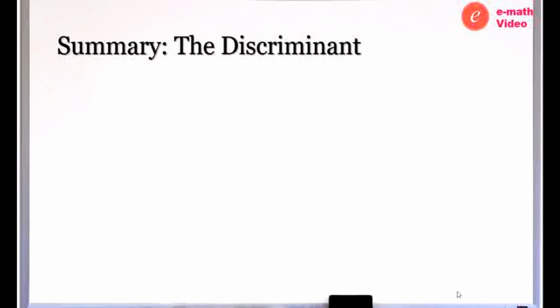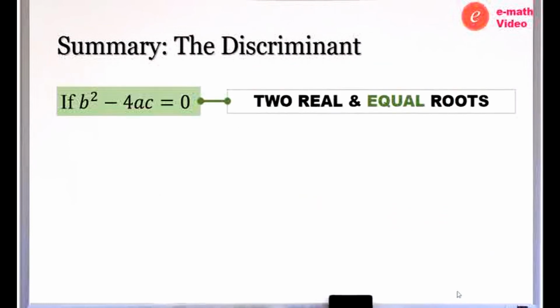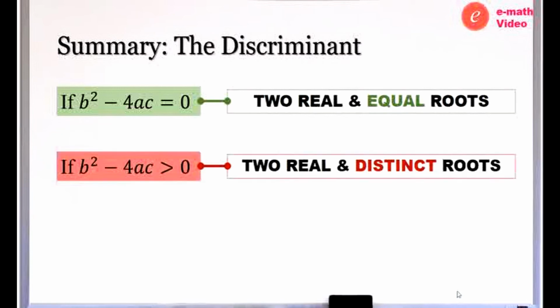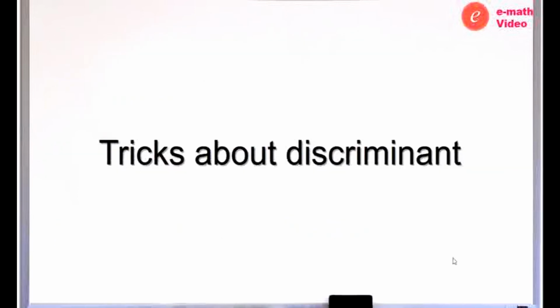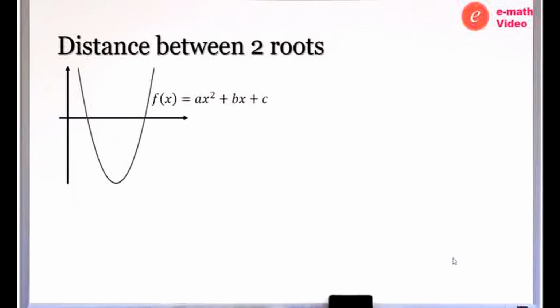To sum it up, if b squared minus 4ac equals 0, then we have 2 real and equal roots. If b squared minus 4ac is greater than 0, then we have 2 real and distinct roots. If b squared minus 4ac is smaller than 0, we have 2 imaginary roots, which are complex conjugates. Lastly, I will show you some tricks about the discriminant. We can actually use the discriminant to find the distance between 2 roots.